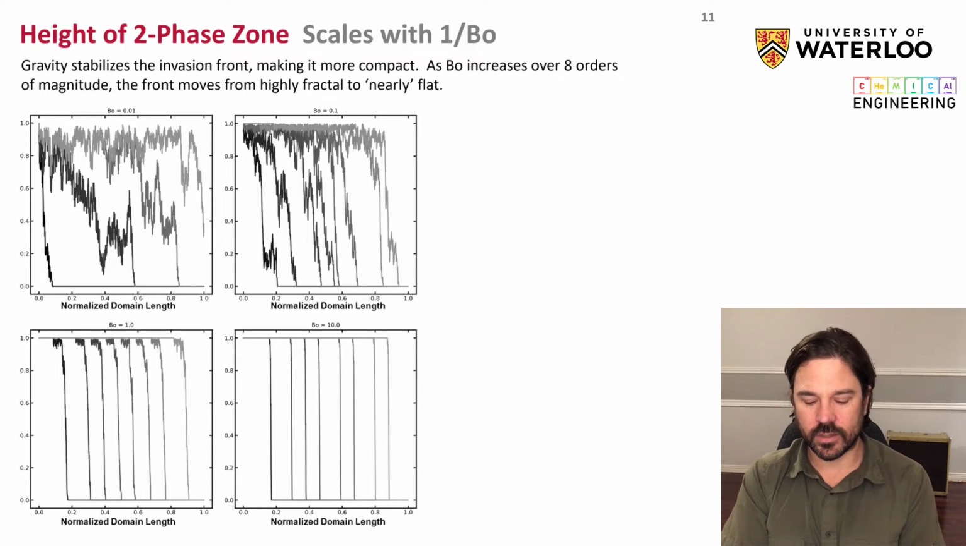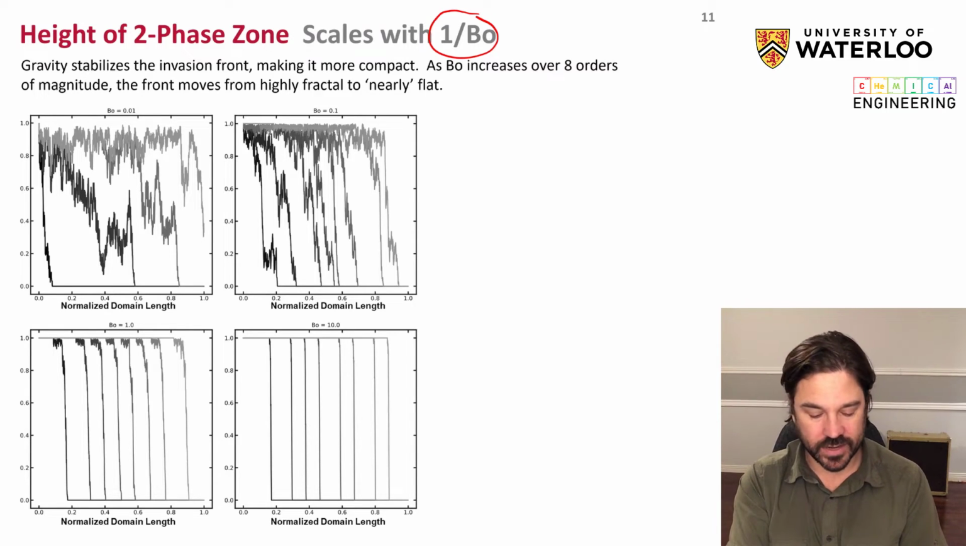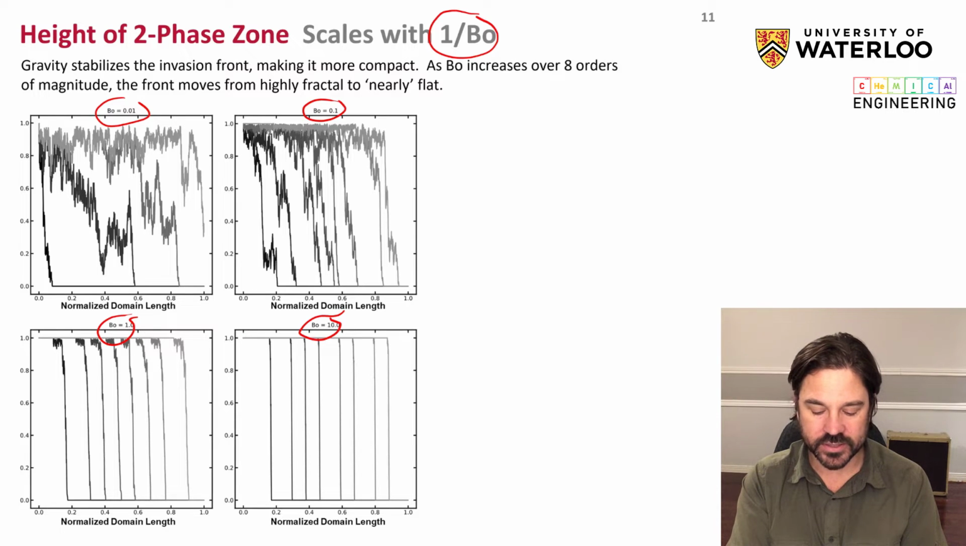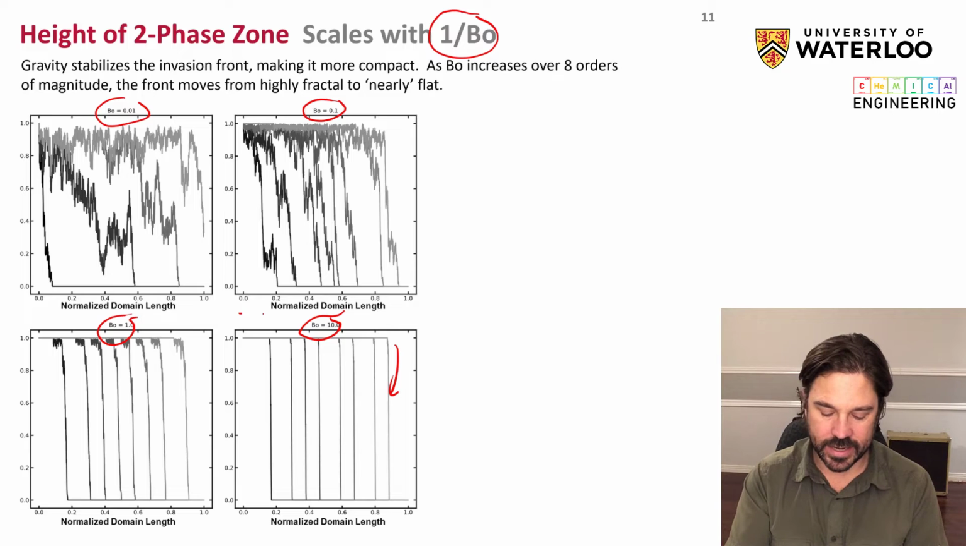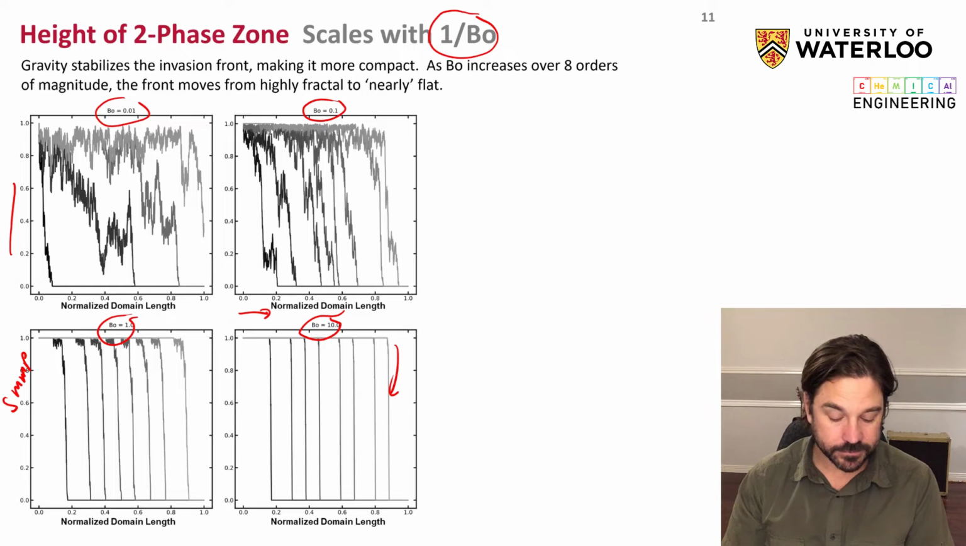So with that validation, we then analyzed the algorithm a little further to make sure that it did behave as expected. For instance, we analyzed the height of the two-phase zone, and we expected that height to vary with the inverse of the bond number. Here are four saturation profiles for different bond numbers: 0.01, 0.1, 1, and 10. As the bond number goes up, you get more and more vertical saturation profiles. This is the domain length here, and this is the saturation on this axis.